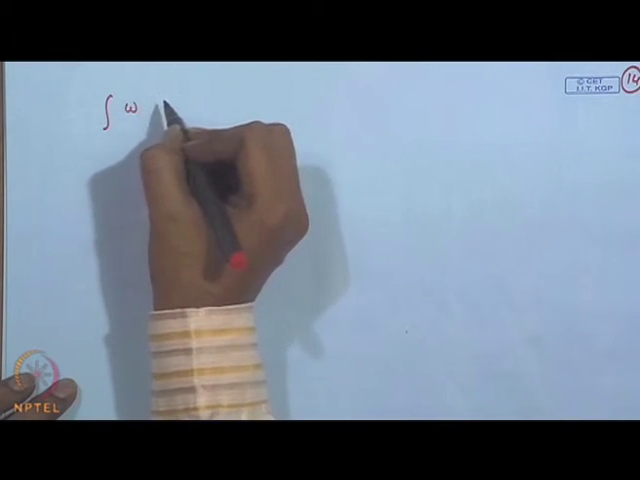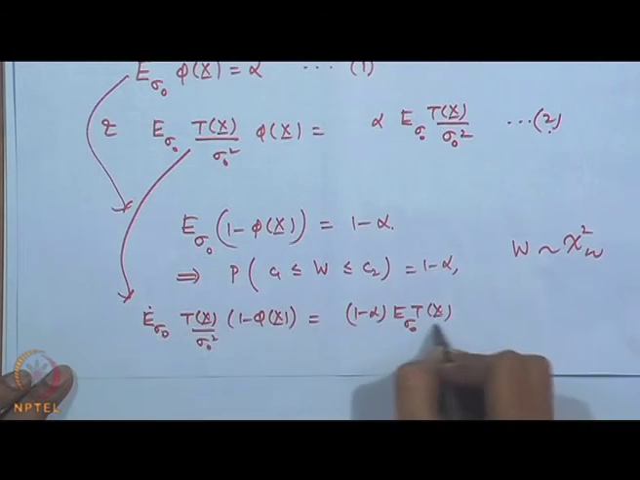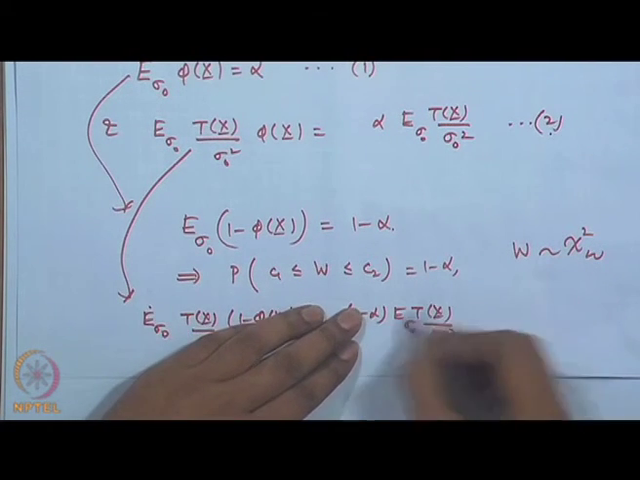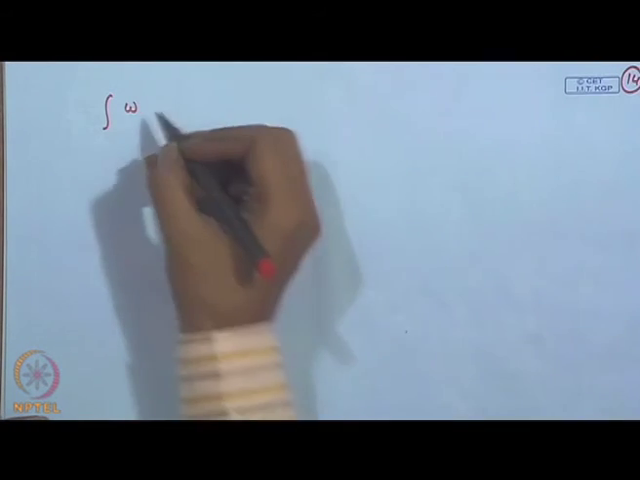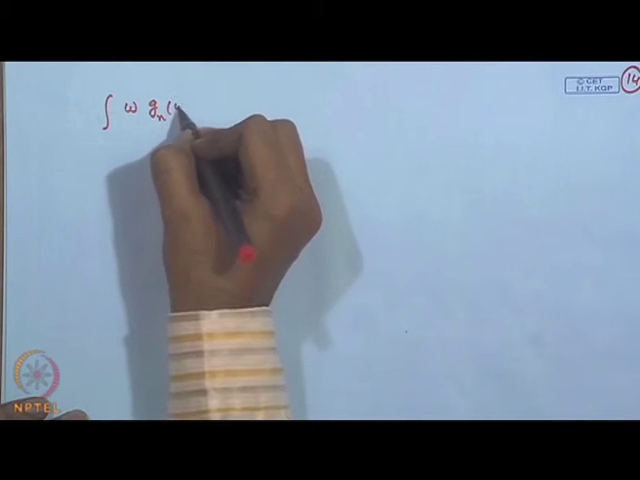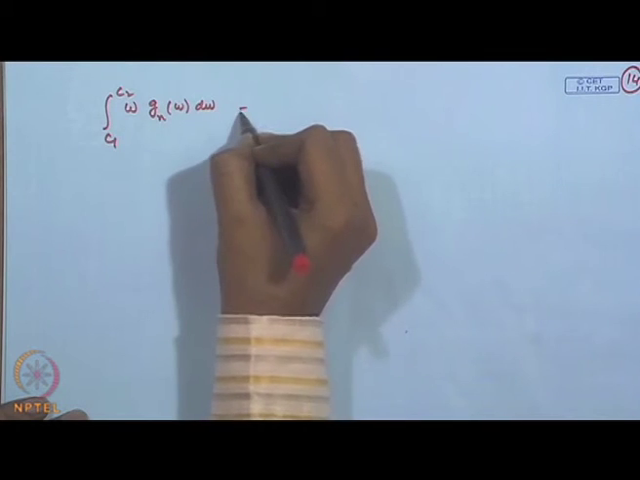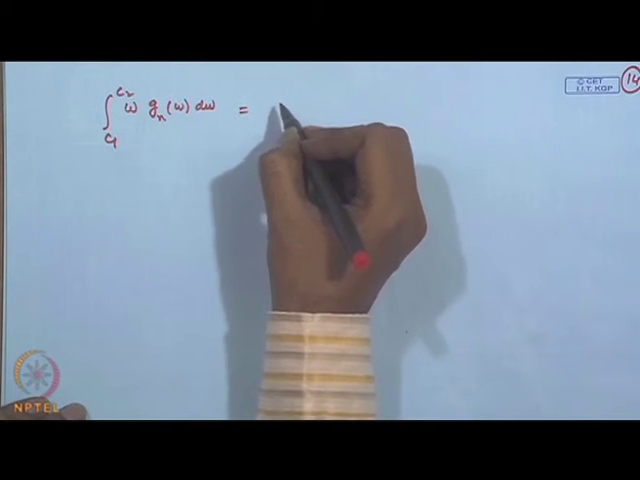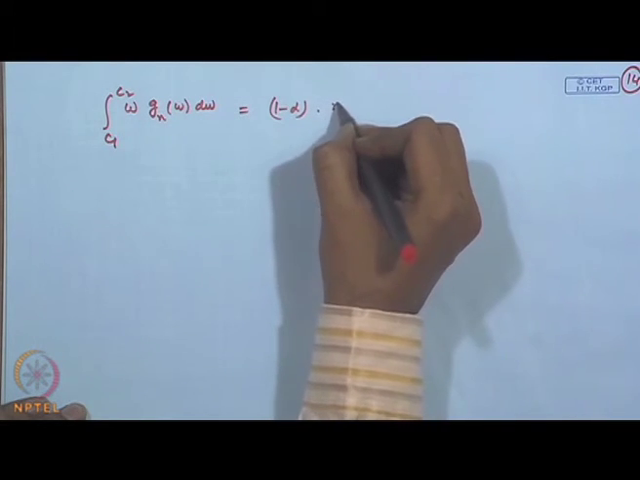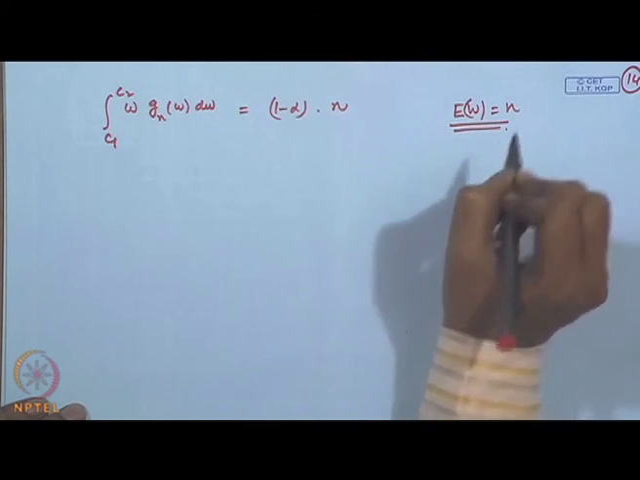integral W, and of course, we are also considering division by sigma naught square. So, this is W here. So, this is W into the density function of a chi square variable on n degrees of freedom from C1 to C2. This is equal to 1 minus alpha, and this is n, because expectation of W is n.